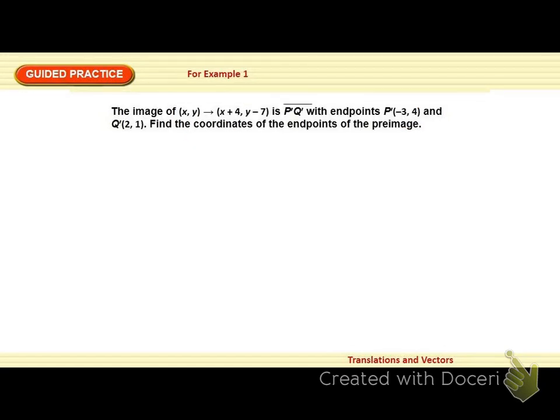Now, think of it going a little bit different here. So let's say that the image from this translation rule results in a segment P prime, Q prime, where the endpoints are P prime at (-3, 4) and Q prime at (2, 1). We want to find the coordinates of the pre-image. So we performed some translation and got our points to end up there. How do we go back to the pre-image?